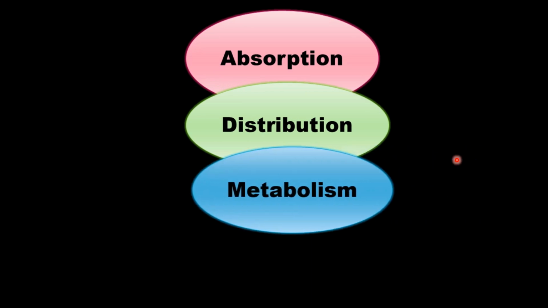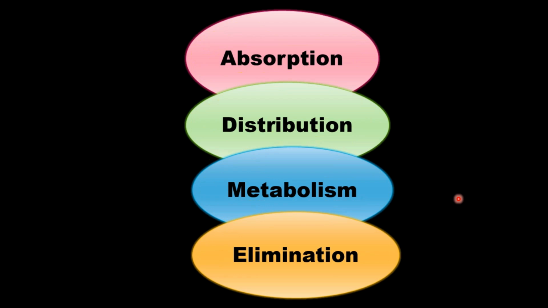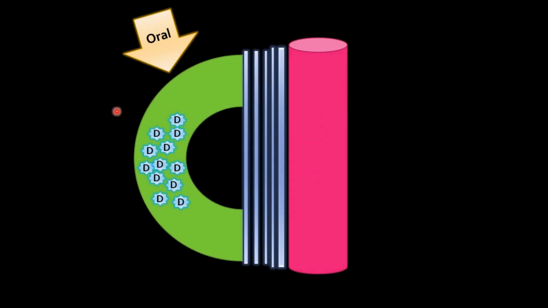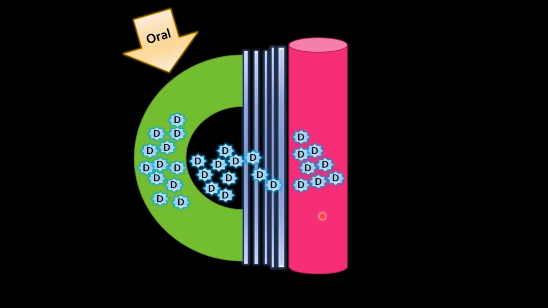There are four pharmacokinetic processes of any drug: absorption, then distribution, metabolism of the drug, and after metabolism, finally the elimination of the drug. Today we will discuss drug distribution. First, absorption: when the drug is administered, it moves from the site of administration through a semi-permeable membrane and reaches the systemic circulation. This process is called the absorption of the drug.